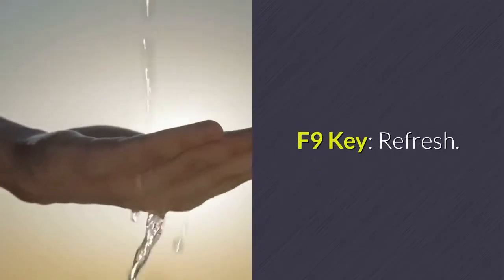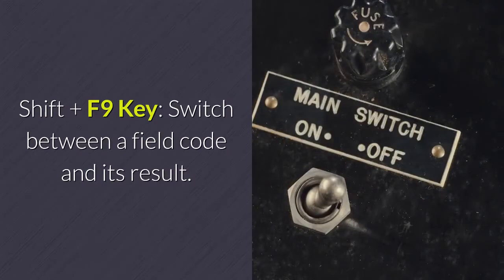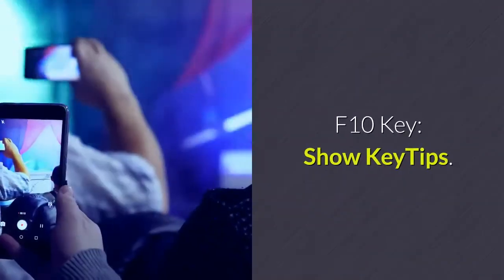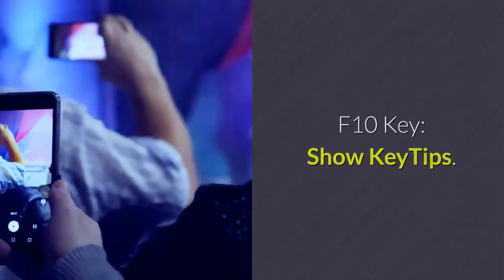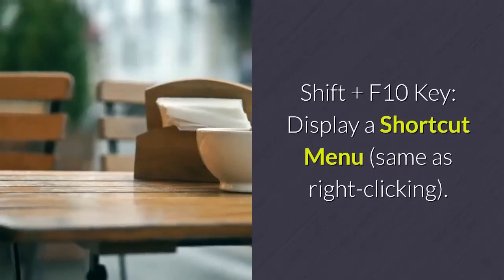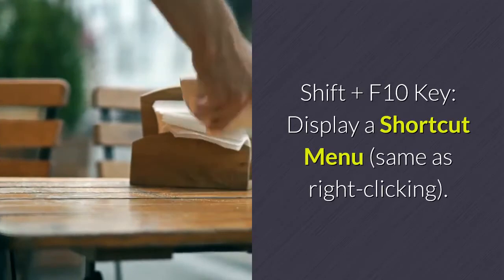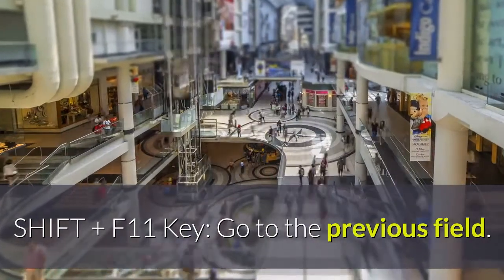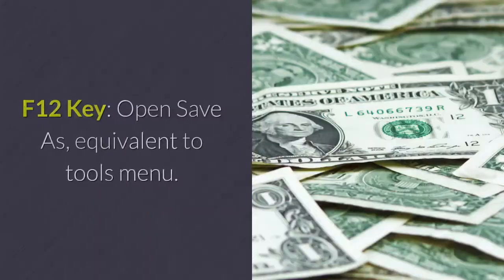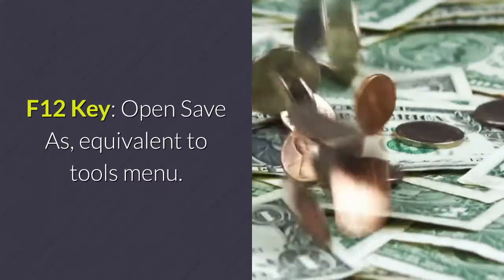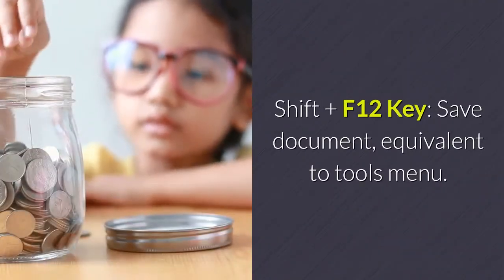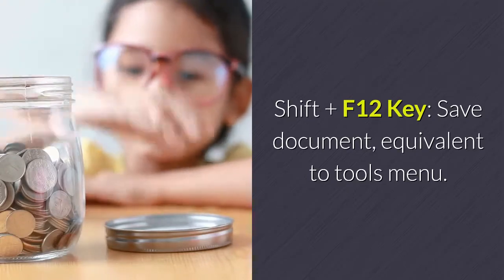F9 key, refresh. Shift plus F9 key, switch between a field code and its result. F10 key, show key tips. Shift plus F10 key, display a shortcut menu, same as right-clicking. F11 key, go to the next field. Shift plus F11 key, go to the previous field. F12 key, open save as, equivalent to Tools menu. Shift plus F12 key, save document, equivalent to Tools menu.